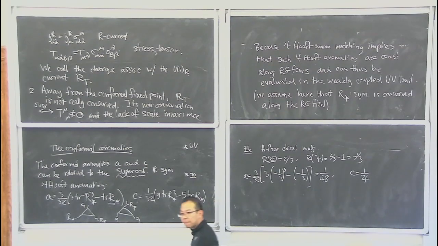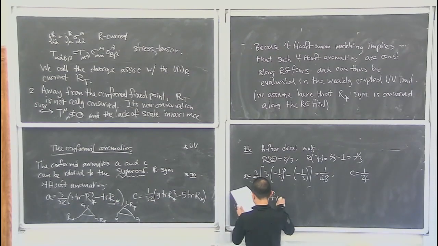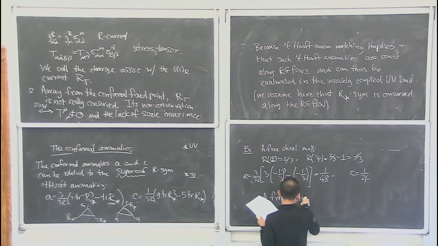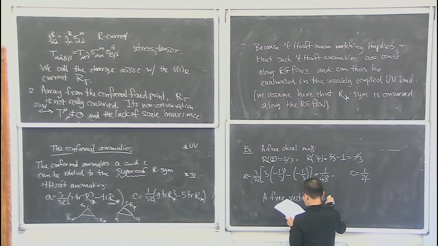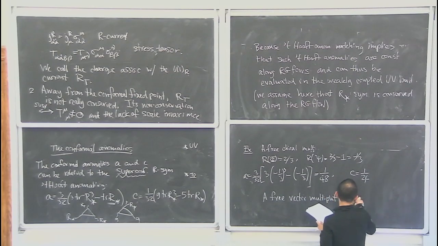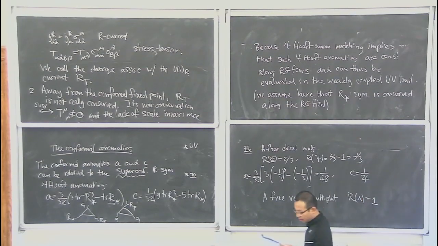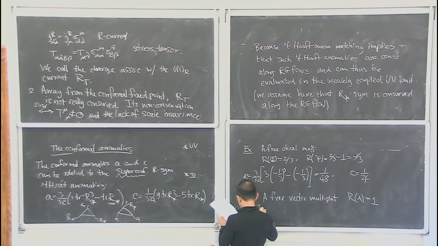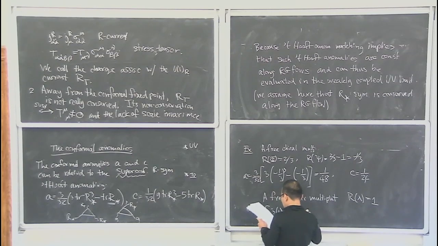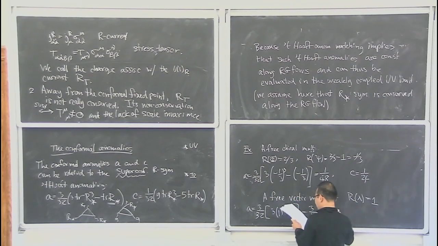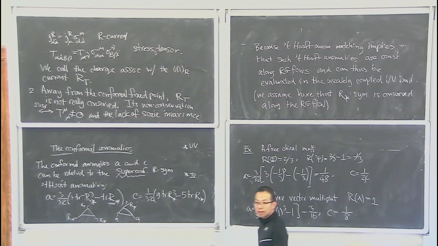This is an important number. Okay? So 1/48, 1/24. A free vector multiplet: the gaugino has R charge 1, and this is already a fermion. So you can compute this: 3/32 times (3 times 1 cubed minus 1). You get 3/16, and if you compute C similarly, you will get 1/8. Okay? This is an example of the important guys.